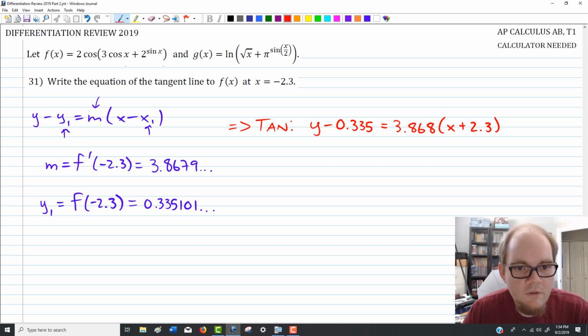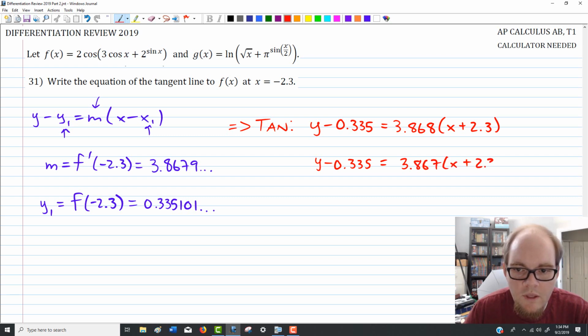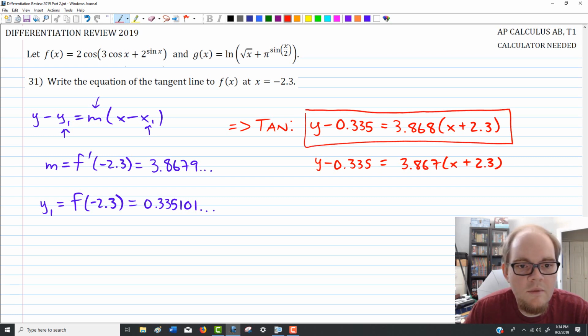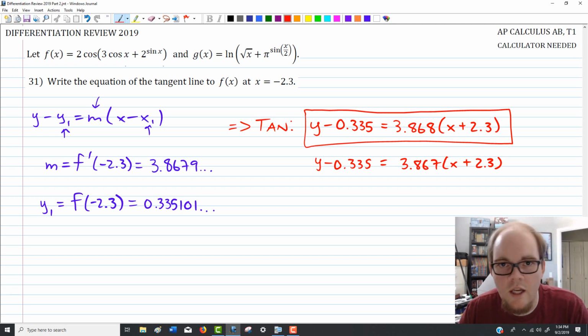And now keep in mind, because of rounding, I would also fully accept as an answer 3.867 as the slope times x plus 2.3. It's really up to you which way to go. Both are fully acceptable. So there we go, there is our tangent line. Came out pretty clean. This is really just a case of checking if you can plug things into the calculator and use it one step further than just the basics.